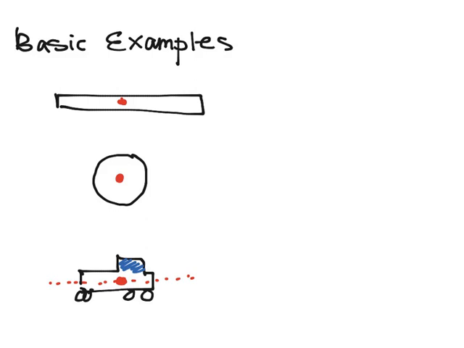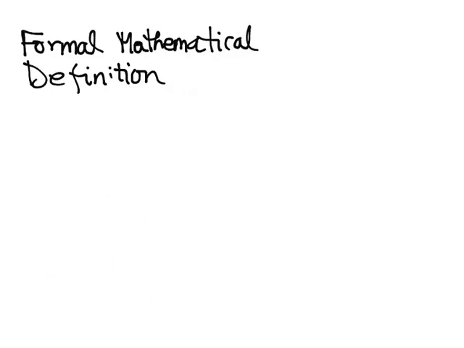Okay, so that's the basic idea. It's like if you were to put a point on the average place of the mass, where would it be? But that's a little bit vague, and it's easy to see for a sphere or a meter stick, but we need a more formal mathematical definition.